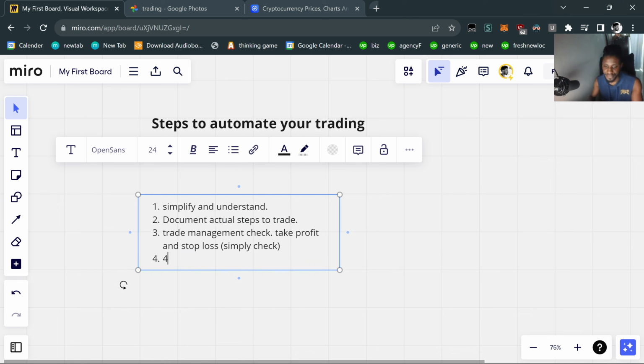Now the fourth step is, obviously, if you don't know how to code, give it to a coder, right?